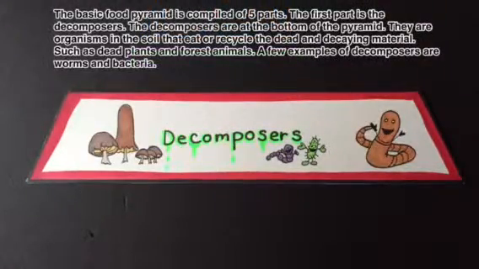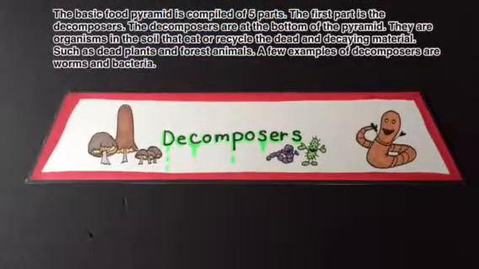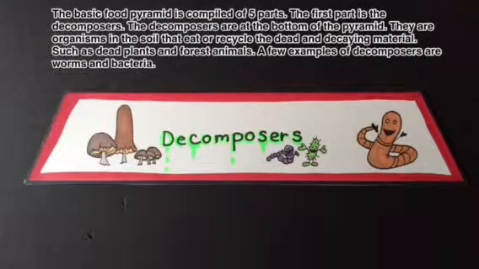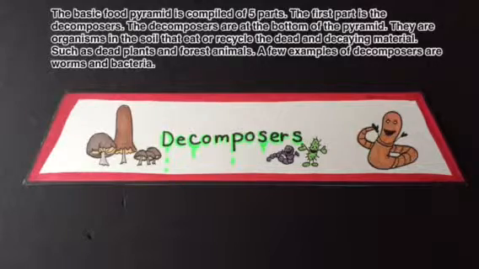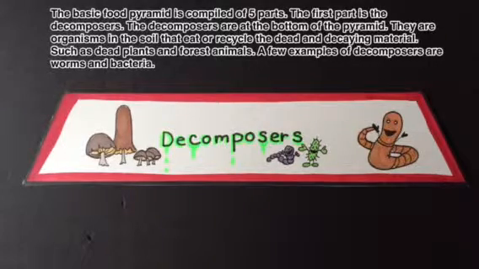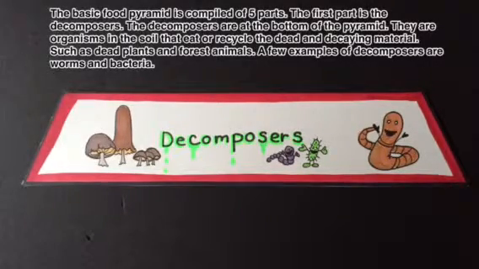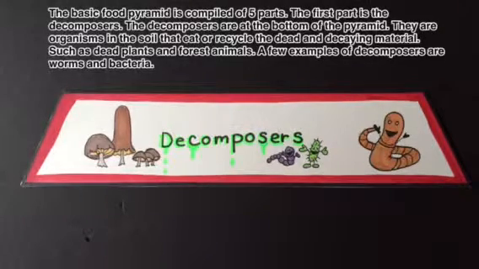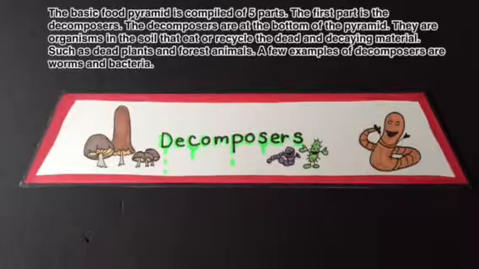The basic food pyramid is compiled of 5 parts. The first part is the decomposers. The decomposers are at the bottom of the pyramid. They are organisms in the soil that eat or recycle the dead and decaying material, such as dead plants and forest animals. A few examples of decomposers are worms and bacteria.